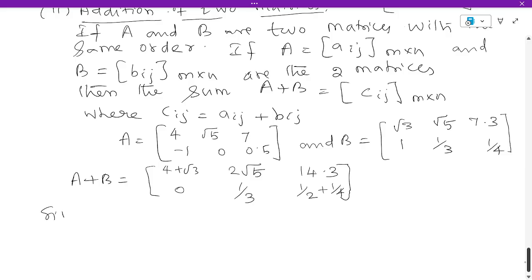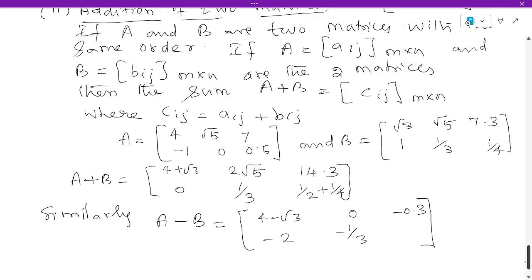Similarly, if you want to find A minus B, that is subtraction, the same procedure: the two matrices have the same order, and for subtraction, instead of plus we have to do minus. That means 4 minus root 3, then root 5 minus root 5 is 0, then 7 minus 7.3 is minus 0.3, then minus 1 minus 1 is minus 2, then minus 1 by 3, then 1 by 2 minus 1 by 4 is 1 by 4.